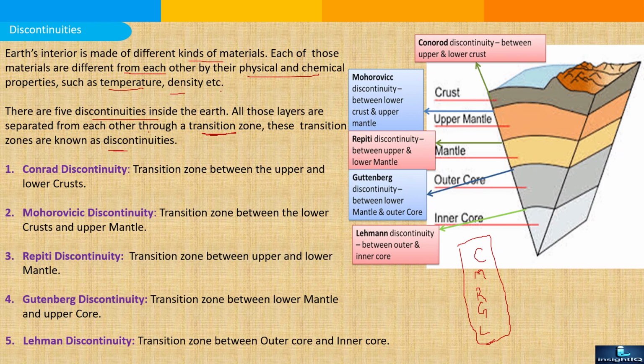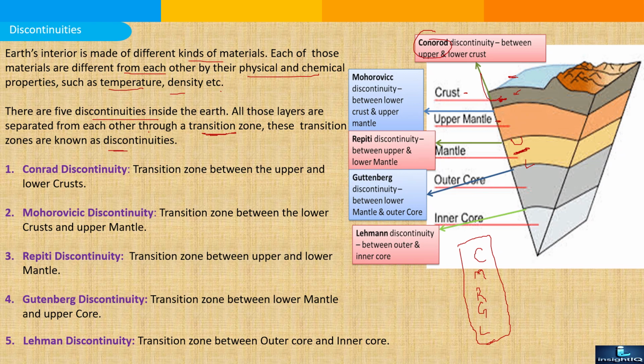So start from the Conrad discontinuity. It is the transition between the upper and lower crust. So this is the crust, upper crust and lower crust. In between is the discontinuity known as Conrad discontinuity. Next one is Mohorovicic discontinuity. This is the transition zone between the lower crust and upper mantle, and it is known as Mohorovicic discontinuity. Next one is Repetti discontinuity. It is the transition zone between the upper and lower mantle, because mantle is also divided into upper mantle and lower mantle, so in between their properties change and a discontinuity occurs.